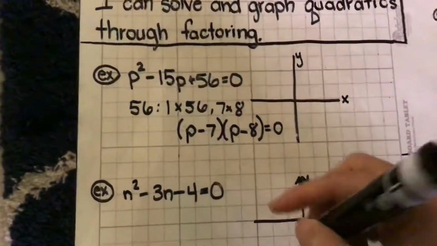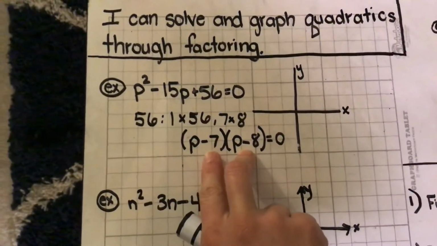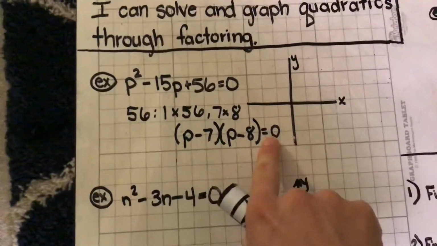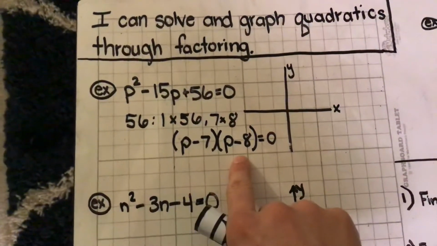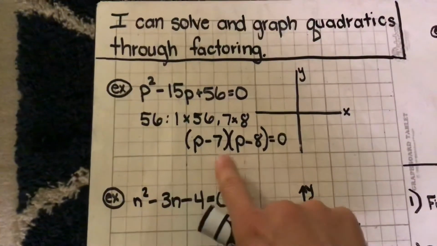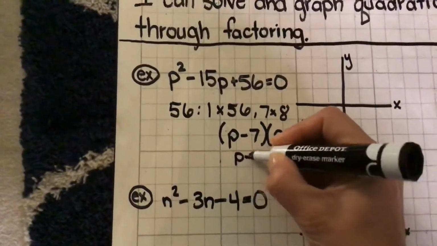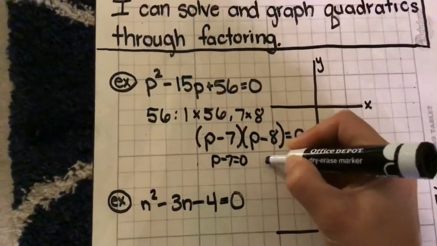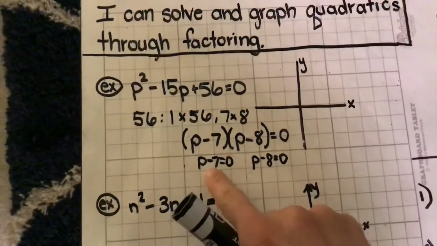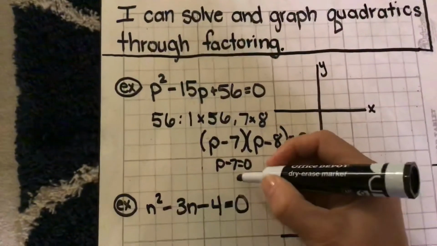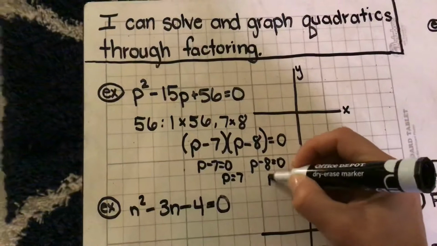Now when we're multiplying, remember, if we're multiplying two numbers, we'll just pretend these are numbers. If we have two numbers that are being multiplied and the outcome is 0, one of these has to be equal to 0. So I don't know which one is equal to 0, so I'm going to set them both equal to 0. So I'm going to have P minus 7 equals 0, and I'm going to have P minus 8 equals 0. Well, to solve this one, we add 7 to both sides, so we're going to get P is equal to 7. And for this one, we add 8 to both sides, we get P is equal to 8.